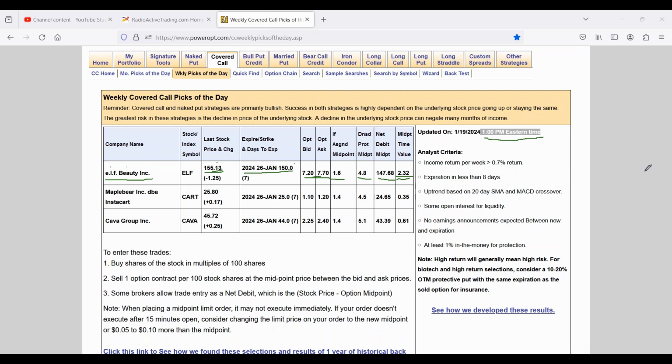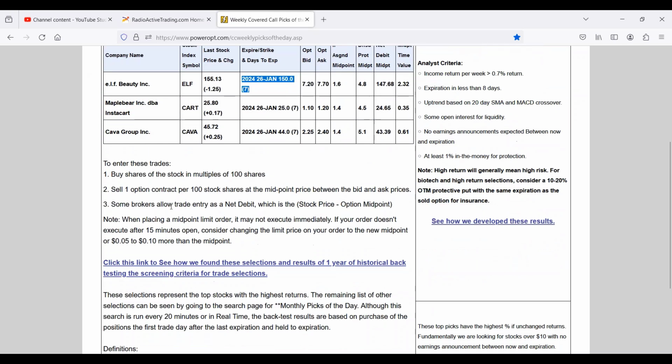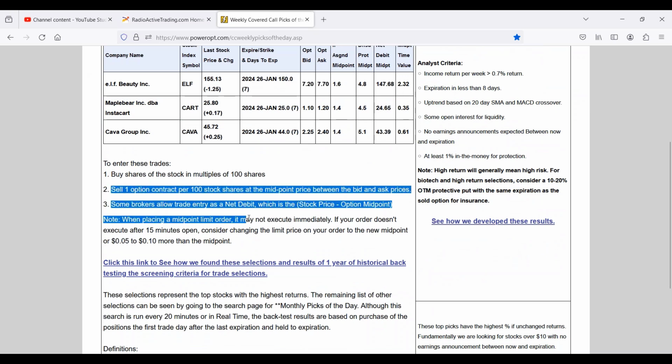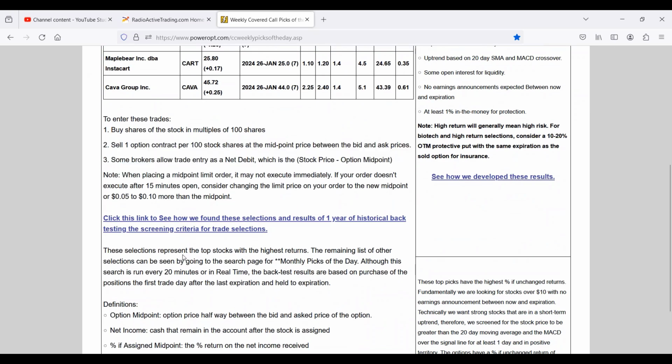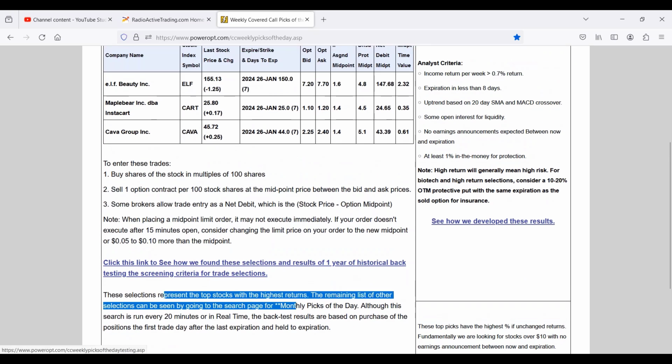Now, why I'm bringing this up is Kenneth had asked a question prior to the webinar via email, and he wanted to know, why are the weekly or monthly picks of the day showing in the money covered calls? Well, down here you have a little description of how to enter the trade, placing a midpoint order, the top stocks with the highest returns based on the criteria selected.